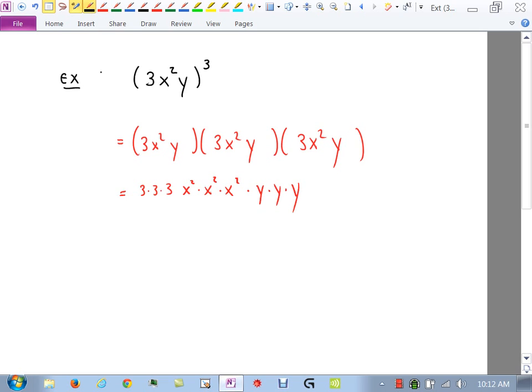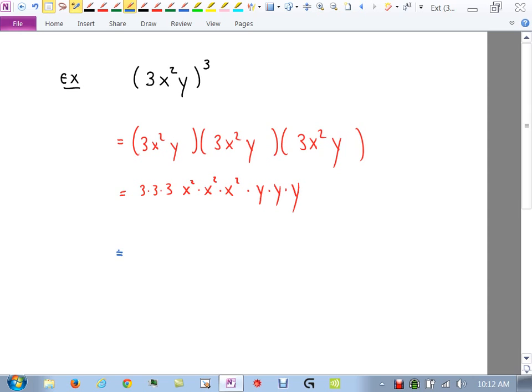Now we could figure out what these are. I could sit here right now and do 3 times 3 times 3, which would be 27. Don't do it, but that's what I could do. And then x squared times x squared times x squared: what would I do here? X to the 6 by adding the exponents. And then what about here? That's just y to the third, adding 1, 1, and 1 if you want to look at it that way.